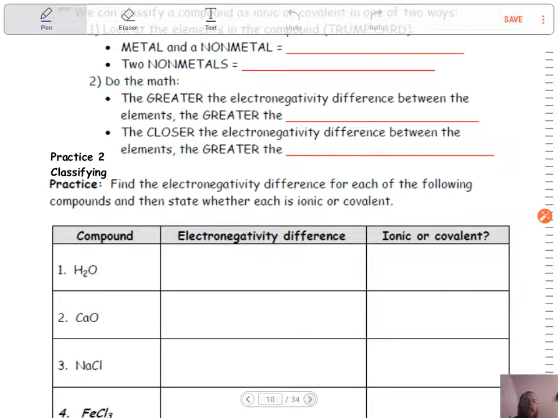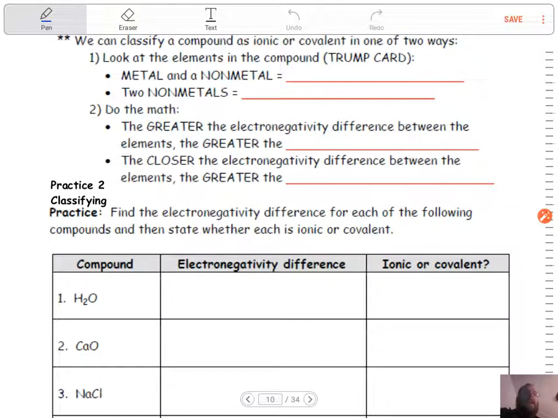Okay, so let's just wrap this up here. We can classify a compound as ionic or covalent, like we've said. Look at the elements in the compound. This is your trump card, meaning that's going to take precedence over doing the math. A metal and a nonmetal is going to be ionic. It's an ionic bond as well as an ionic compound. That means if there's ionic bonding taking place, you have an ionic compound. Likewise, two nonmetals would be a covalent compound. If there's covalent bonding happening, it's a covalent compound.